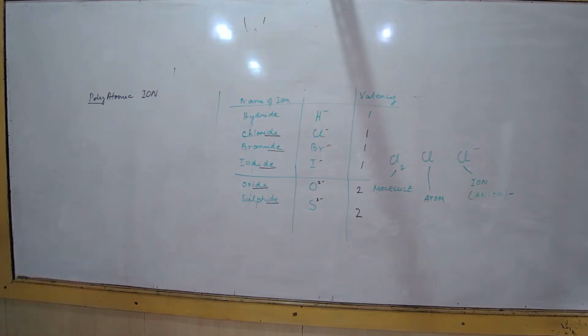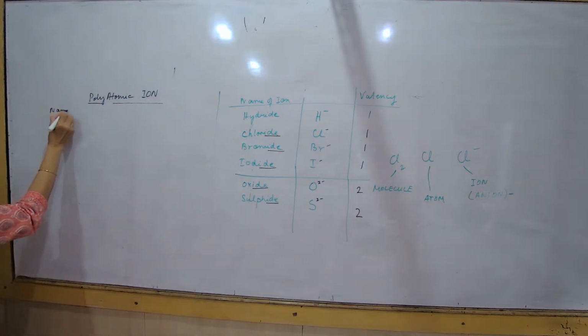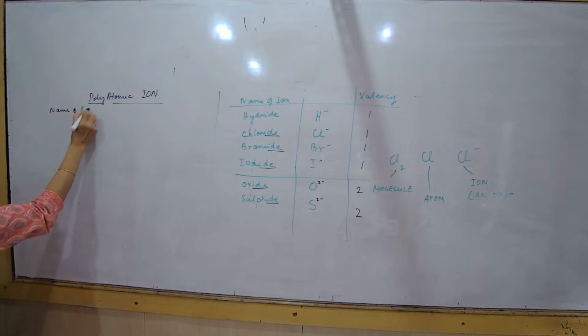So here in this list, they have given you many, but most of them are minus. Only one plus is there. What is it? Ammonium. Yes. Name of the ion. First one is ammonium.